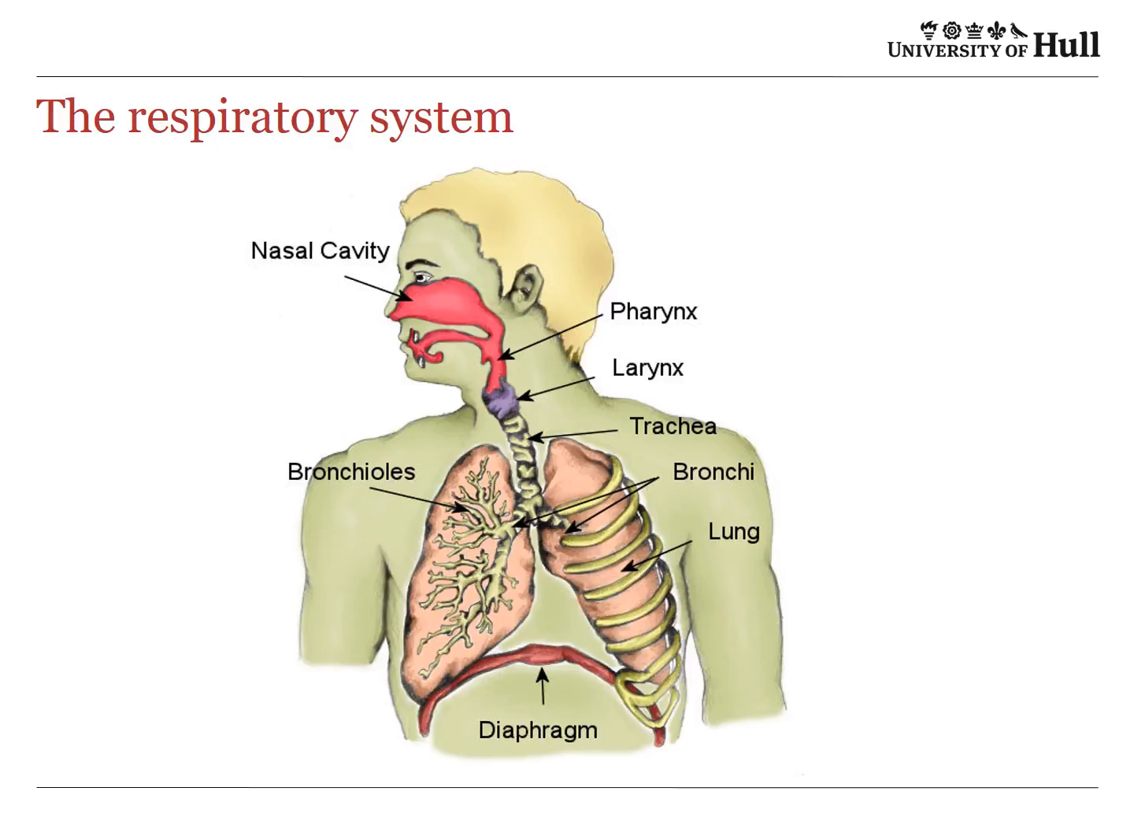This diagram shows the main components of the respiratory system. Starting at the top, we have the nasal cavity. Mostly we breathe in, or we should breathe in, through our noses. Then at the back of the throat, the soft area called the pharynx. Then below that, the larynx, which is the voice box, then the trachea, and then the bronchi, and then the smaller subdivisions into the bronchioles, leading into the two lungs, one on the left, one on the right.